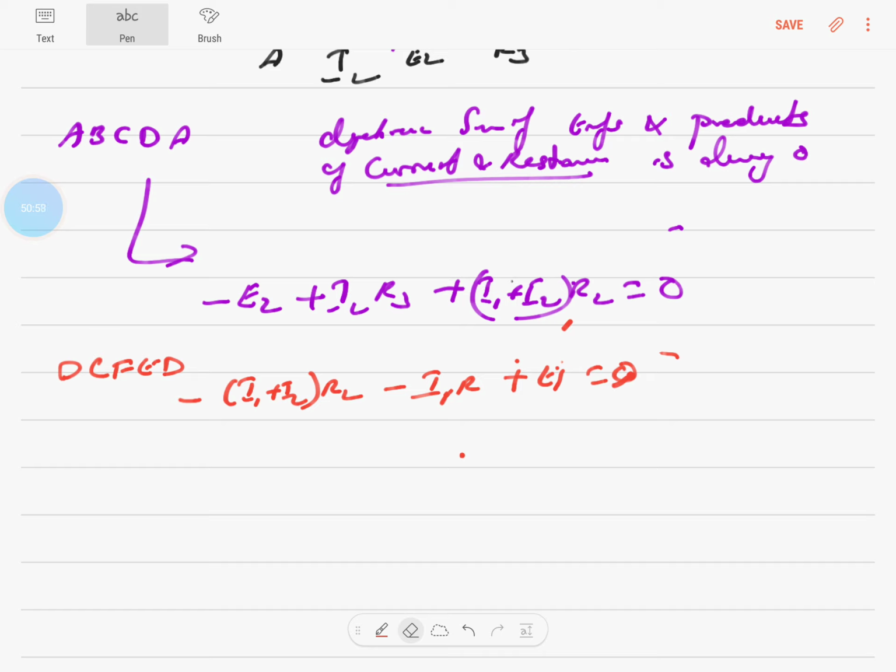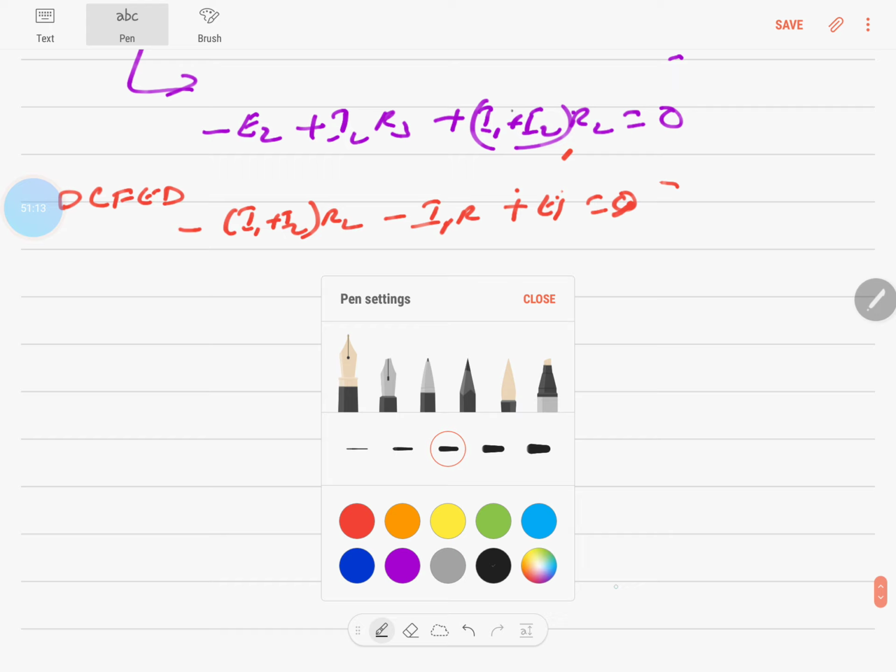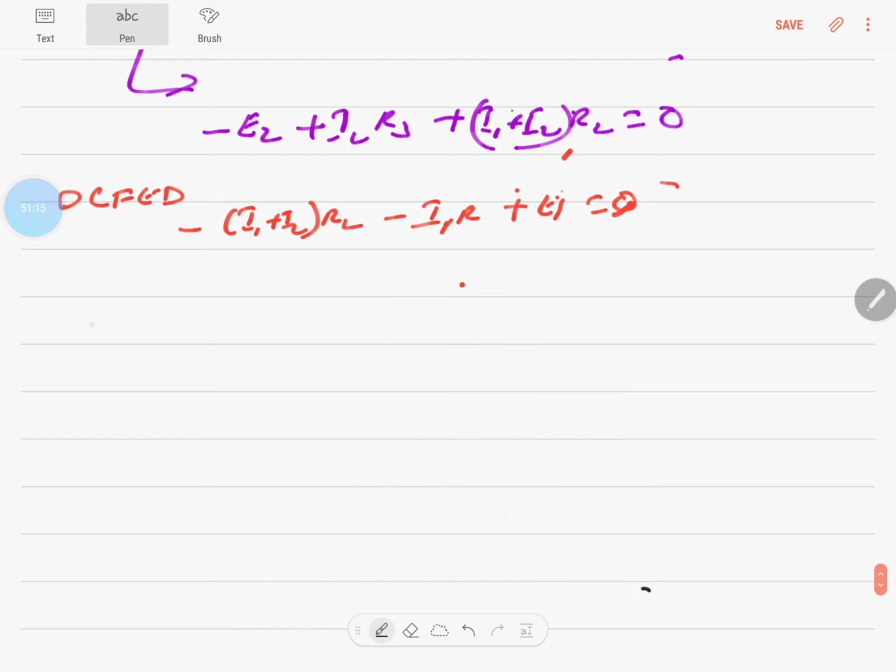So next is Wheatstone's bridge. Numerous sums are there in this. It will take at least two classes for me to complete all these numericals. So let's look at a Wheatstone's bridge. What is a Wheatstone's bridge?